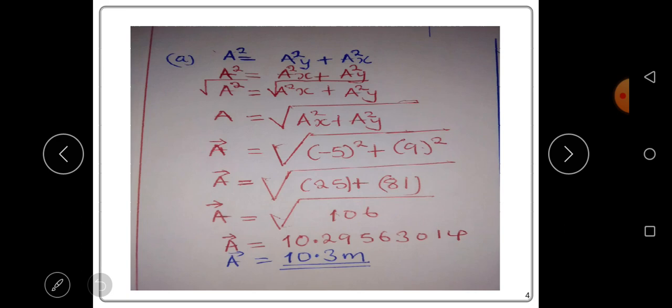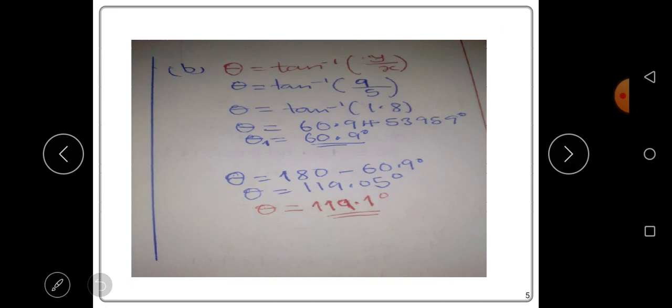What is the square root of 106? It's 10.29563014. So the magnitude of vector A, when we write it to 3 significant figures, is 10.3 meters. So this is the magnitude of the vector, and we are done with part A. Now let's look at finding the direction, or the angle theta.